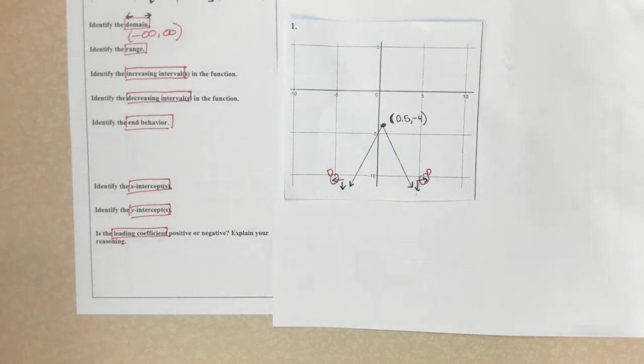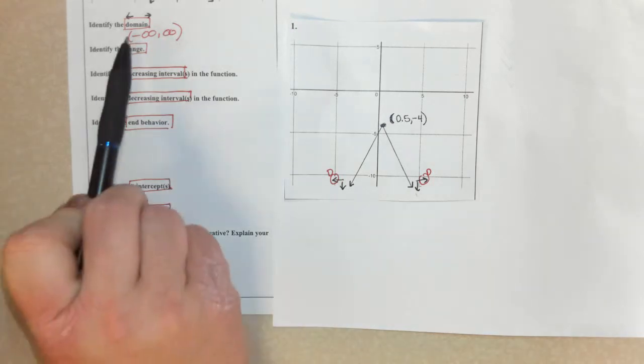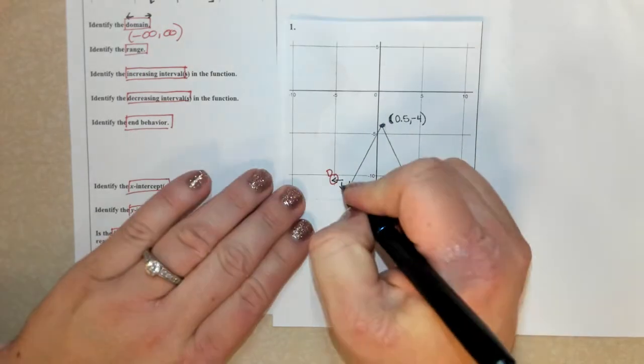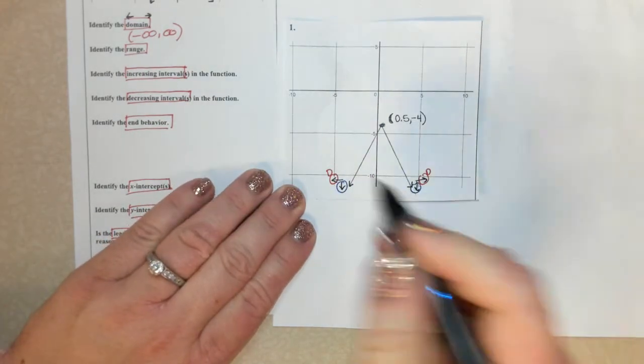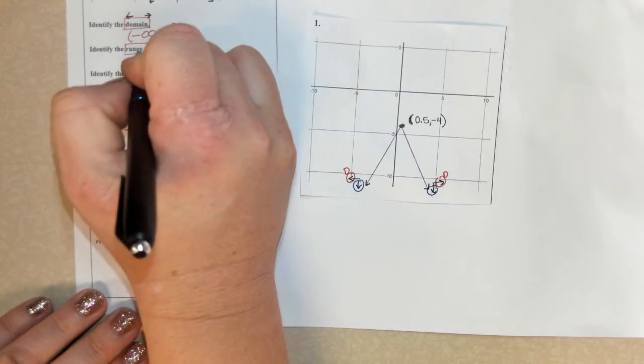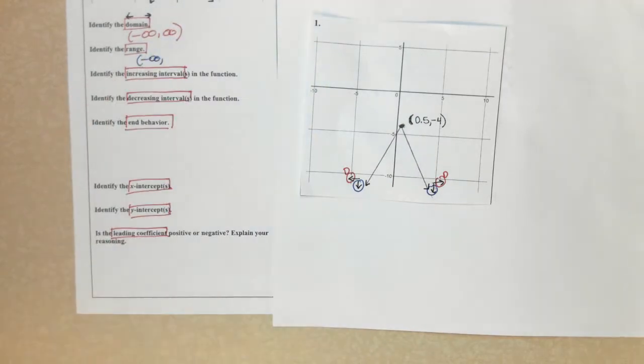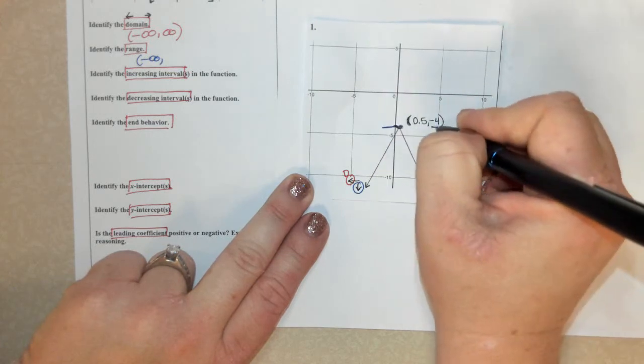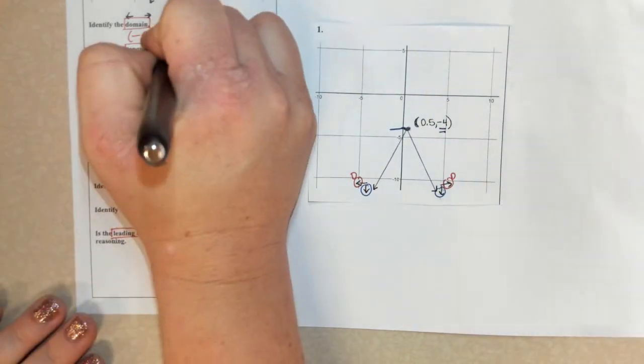Now, range is very similar. Instead of x's, we're talking about y's. We always do the small first and the large second. So let's start with the small. There's no limit how far down this goes. So no limit how far down it goes would be represented by negative infinity. And there is a limit how high it goes. It goes up as high as a y value of -4.